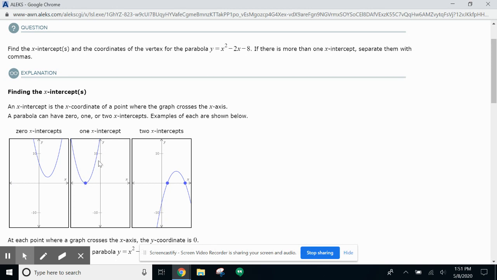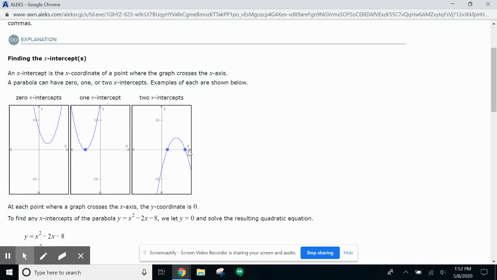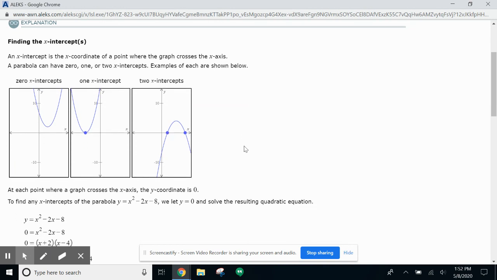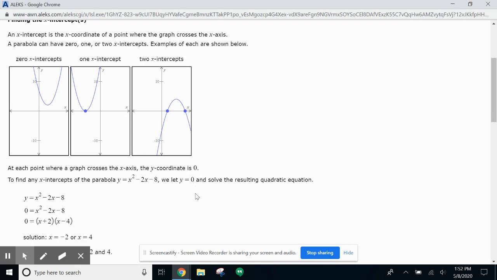If it's just barely on the tip, the vertex is on the x-axis, then it'll have one x-intercept. But most of the time there will be 2 x-intercepts because our parabola will either be high or low, and it'll cross at 2 different spots. So this is the most likely case. Most of the time, you're going to get 2 x-intercepts. These x-intercepts have a certain x value, but the y value is 0. So what we can do is plug in 0 for y.